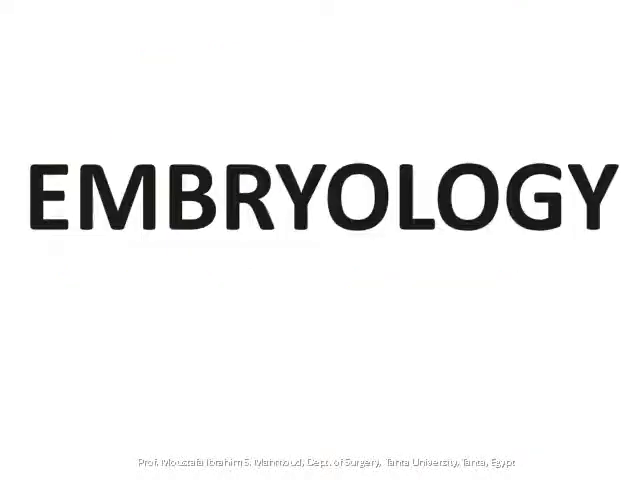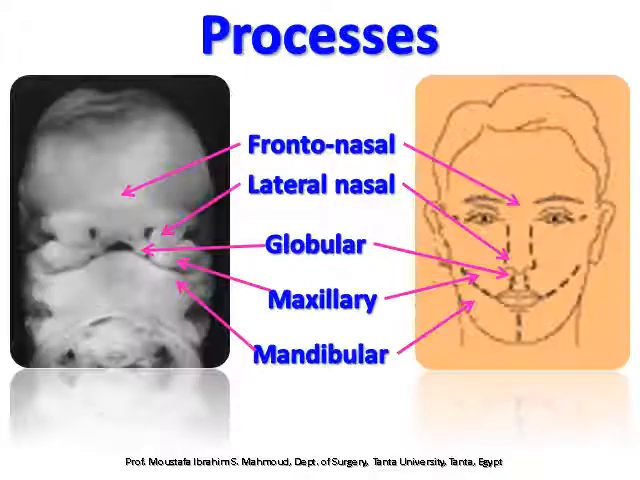Cleft palate. Embryology. The face is formed of five processes: the frontonasal above and in the midline, and the two maxillary processes below it, and two mandibular processes below it.